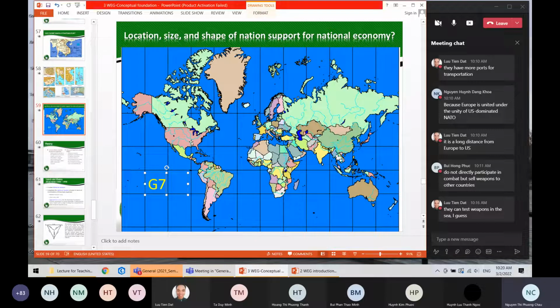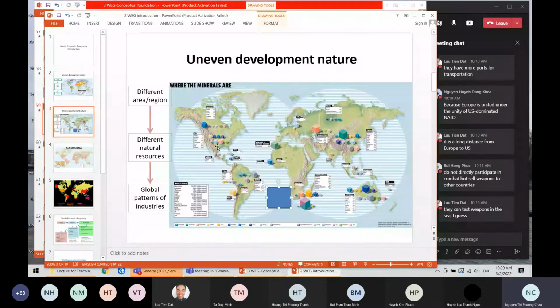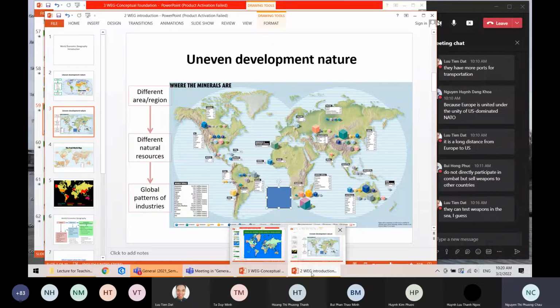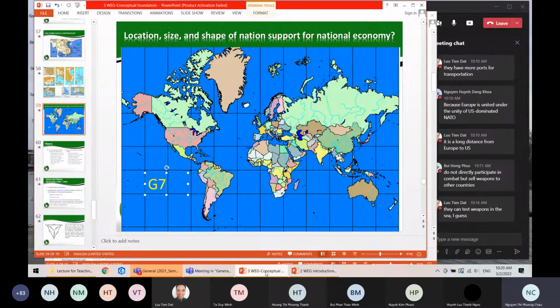Yes, and like you see, they have many mineral resources. They have many resources, like many landscapes, that strongly support the national economy. Yeah, you may think about other geographical characteristics of the UK or Japan as well. Yeah, Japan. There's a special case in Asia.